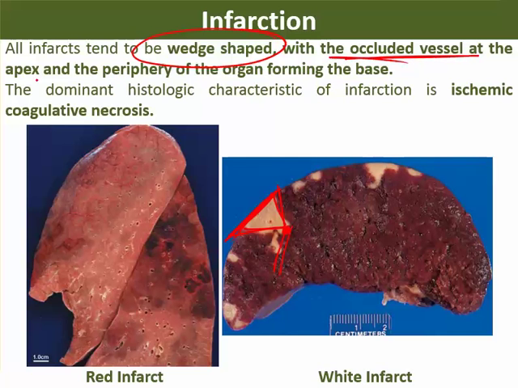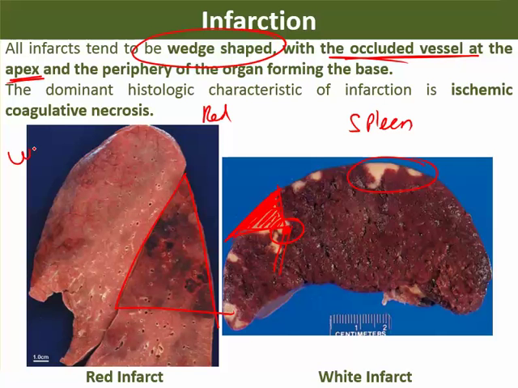The occluded vessel will be at the apex. So this is the apex, and you can see the occluded vessel there. So the infarction will be forming like a wedge shaped infarction. See here, this is the infarction. It is red color, so it is called red infarction. This one is a white infarction, it is the spleen.